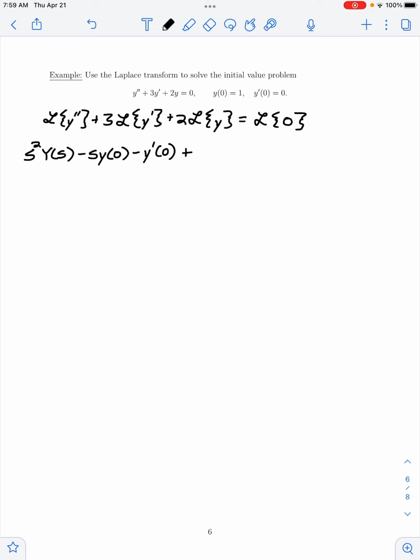And then we are adding to that 3 times the Laplace transform of y prime. So again, applying the lifting property, the Laplace of y prime is given by s times the Laplace transform of y, which we call capital Y of s, minus y of 0. And then I'm adding on the end 2 times the Laplace transform of y. And this was equal to the Laplace transform of 0, which is just 0.